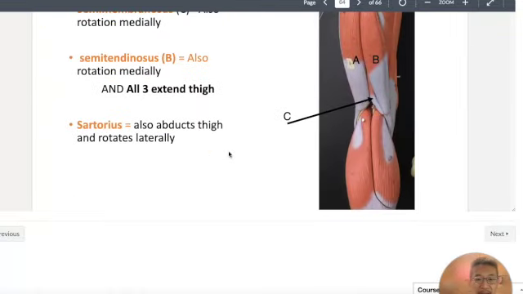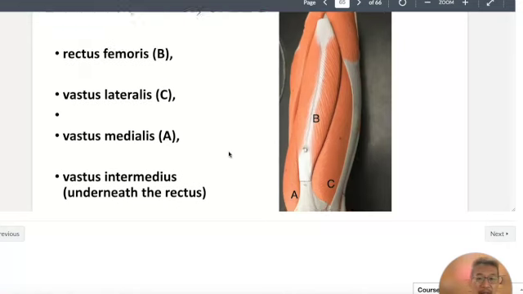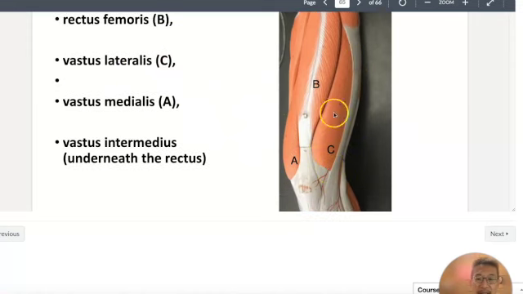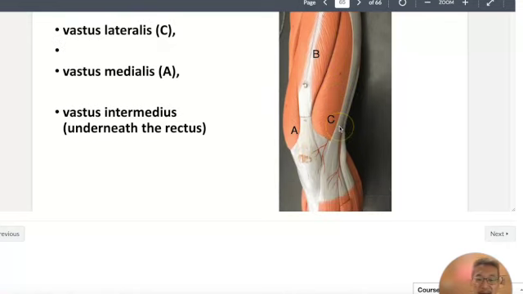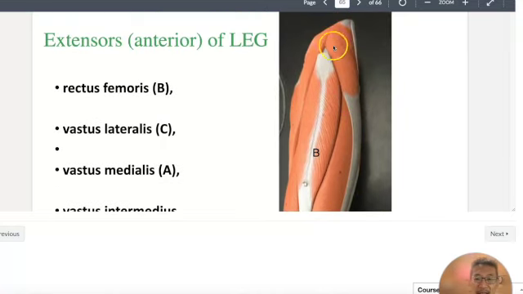So that's the back of the leg. The front of the leg, you see rectus femoris, vastus lateralis. So lateralis means it's on the outside. Vastus medialis is on the inside. So this is the outside. Remember, what band is this? This is the IT band attached to the tensor fascia lata. And that's the glute medius. Okay.